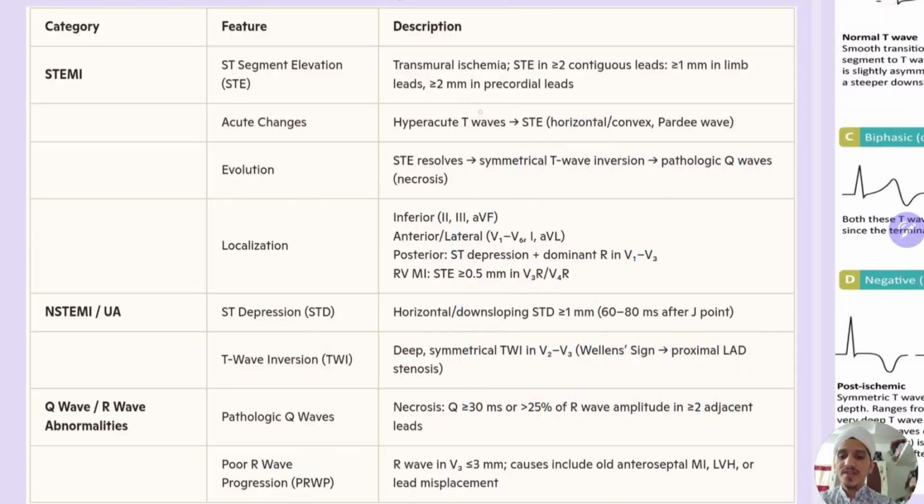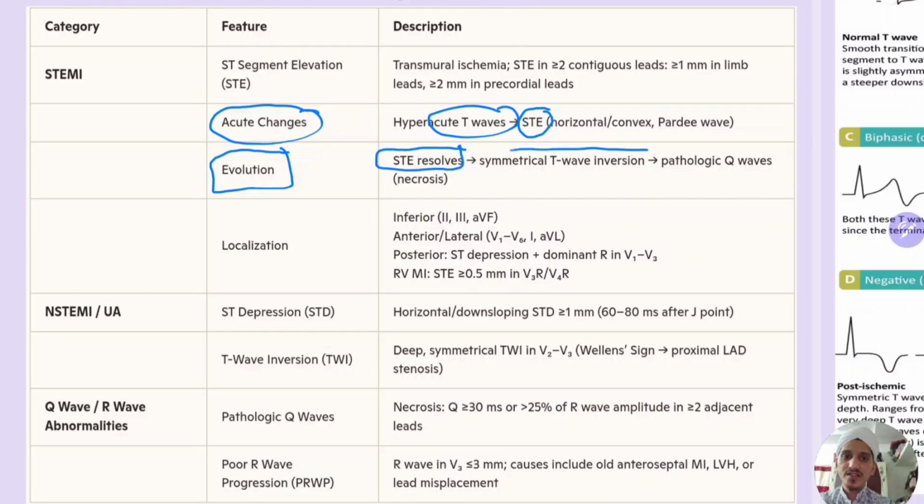First of all, you will see hyperacute T waves, then there will be ST segment elevation. These are the acute changes: hyperacute T waves with ST elevation, then evolution. Now the ST segment resolves and there will be symmetrical T wave inversion. Symmetrical means both limbs of the T wave will be symmetrical. Then there will be development of pathological Q waves.